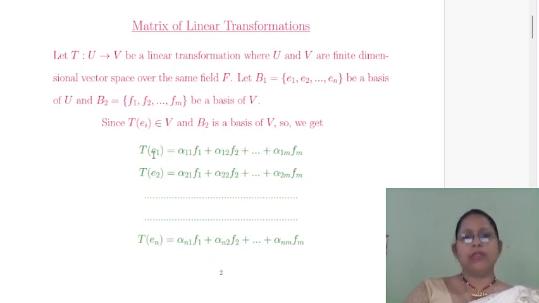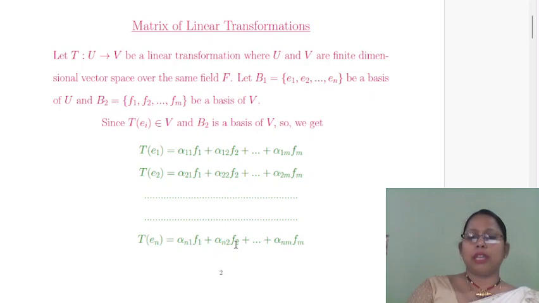T(u1) is equal to alpha 1 1 f1 plus alpha 1 2 f2 plus up to alpha 1 m fm. T(u2) is equal to alpha 2 1 f1 plus alpha 2 2 f2 plus up to alpha 2 m fm, and it goes on. T(un) is equal to alpha n 1 f1 plus alpha n 2 f2 plus up to alpha n m fm.